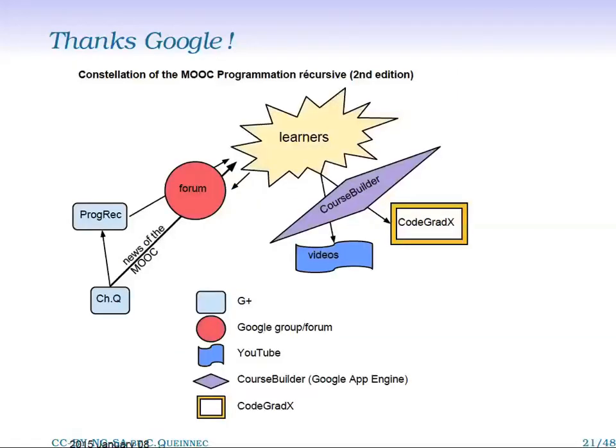So here is the deployment, and I thank Google because I'm using most of them. The reason is that many of these sites are free to use, and since I run my MOOC, I would say, on my own, I just want to minimize the cost. So we have a Google forum, we have a Google page, a Google Plus page. The videos are hosted on YouTube. And we use something called Course Builder, which is software written by Google, which runs on Google App Engine.